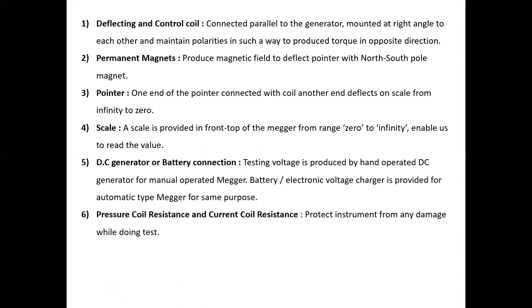DC generator or battery connection. The testing voltage is produced by a hand-operated DC generator for manual operated Megger, or a battery or electronic voltage charger is provided for automatic type Megger for the same purpose. Next one is the pressure coil resistance and current coil resistance. This will be used to protect the instrument from any damage while doing the test.